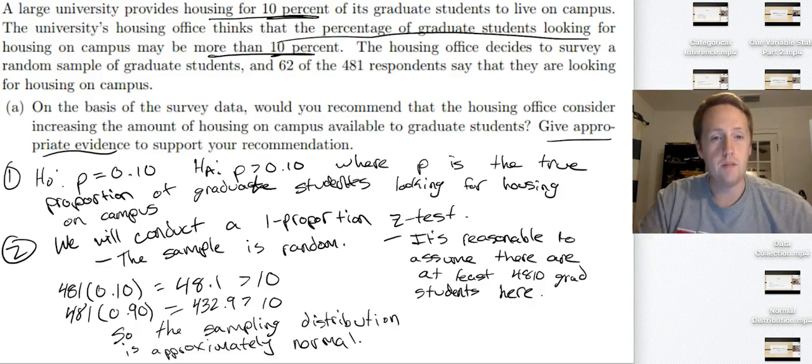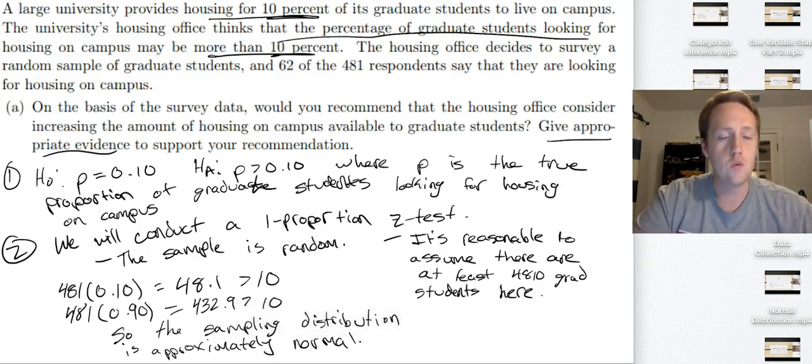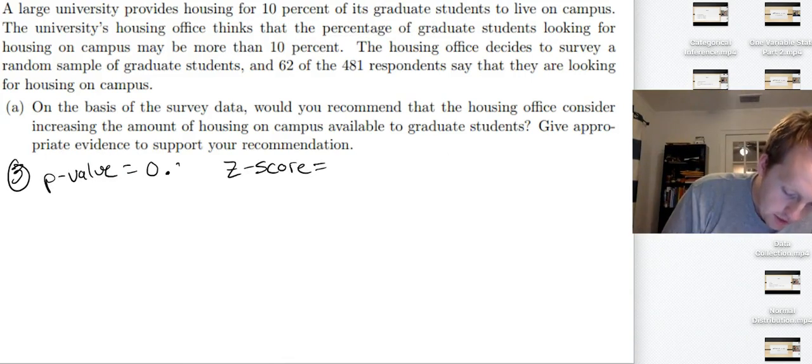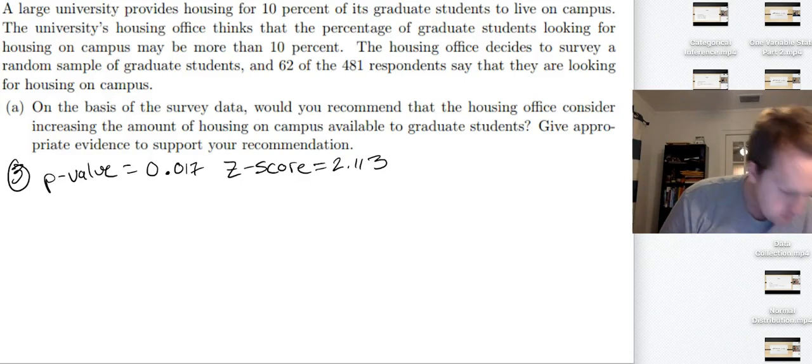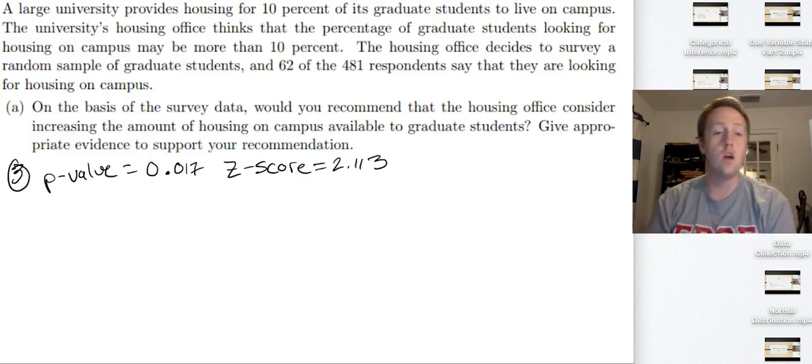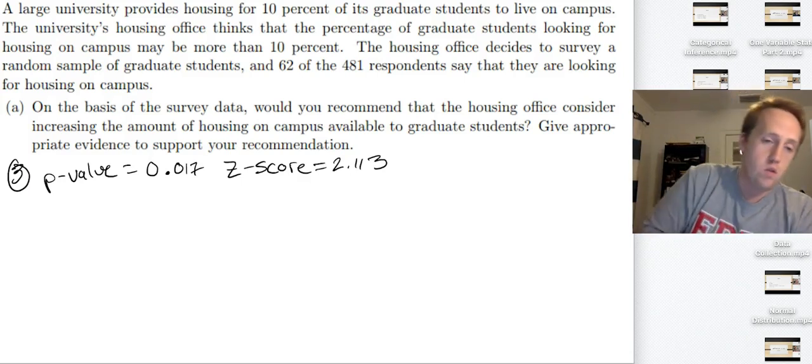Okay, so that's my state and my plan. Now we're going to do and conclude on the next slide. Remember, do is done completely in your calculator. So this is where I pause you. He's back with a p-value and a z-score. Okay, so got my p-value and my z-score. That is a small p-value.